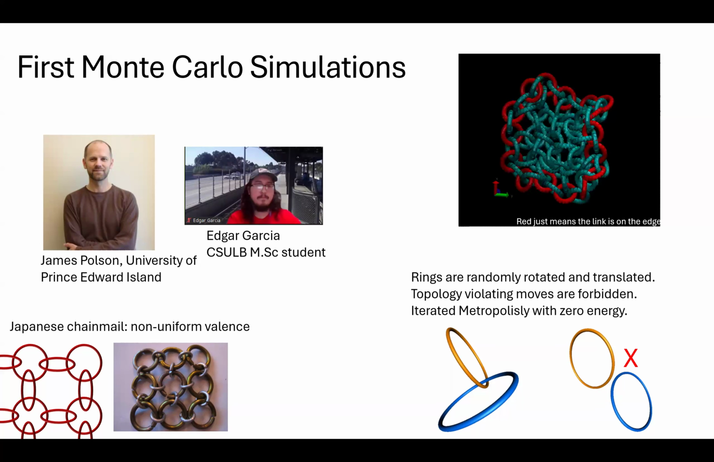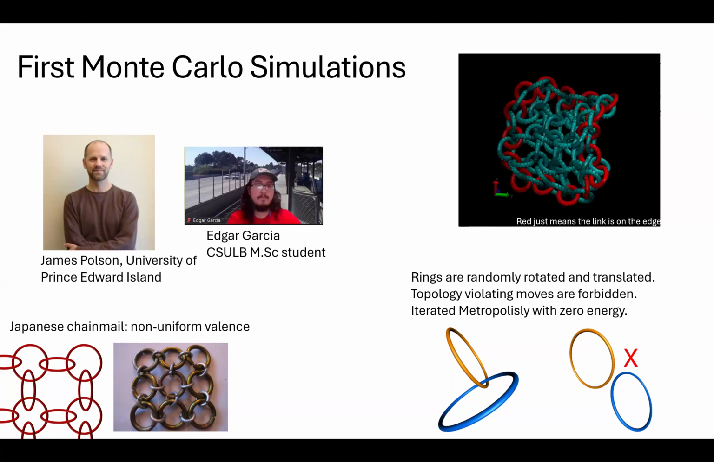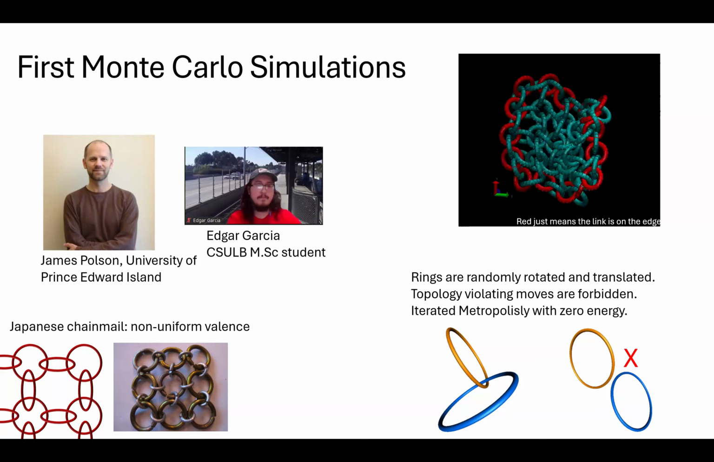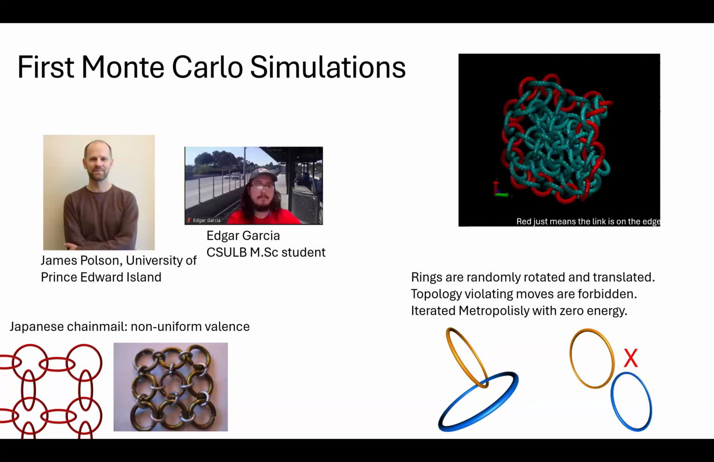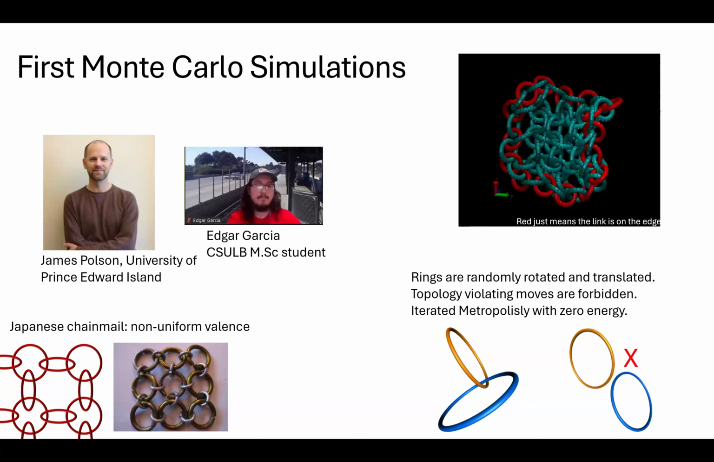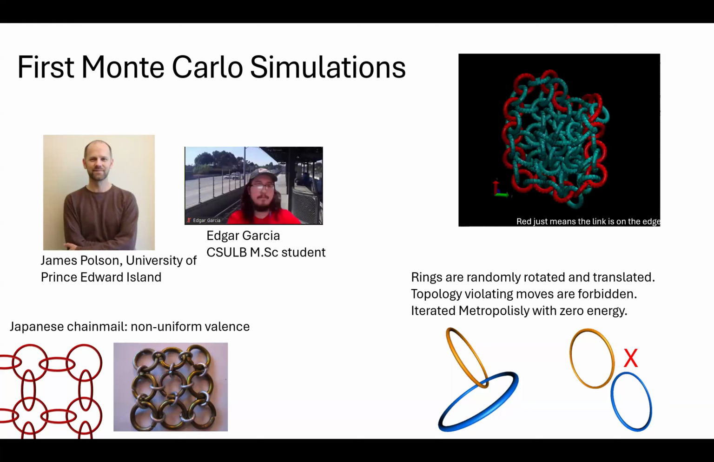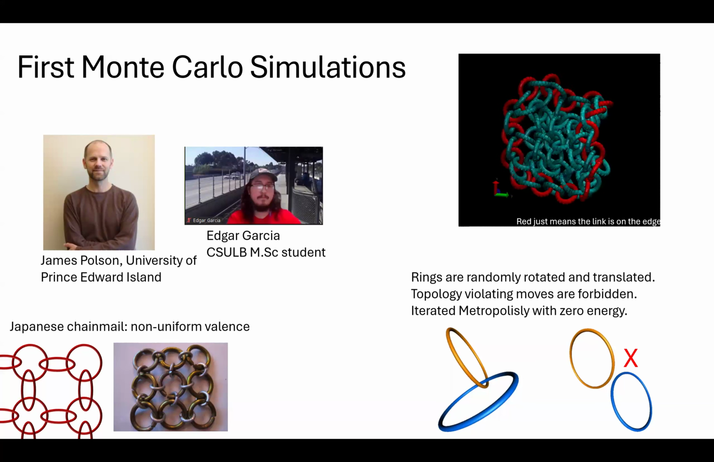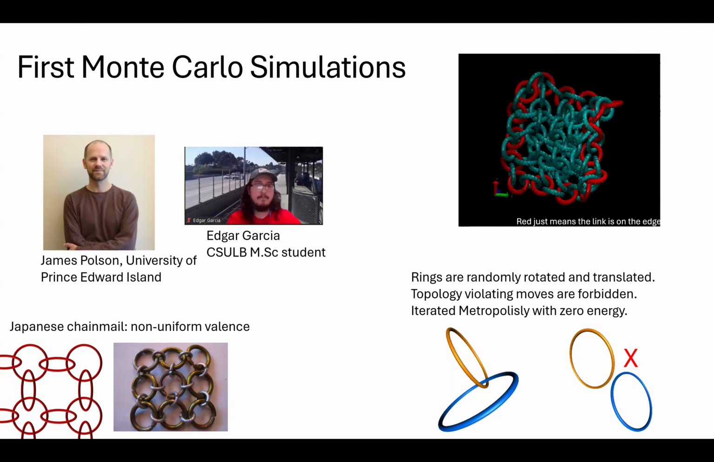a lattice of planar circles, each connected to their neighbors by perpendicular circles. And we used Monte Carlo to randomly translate and rotate the individual rings. Each of these mini circles is represented as a rigid circle, which is a rough analogy. And we just had a criterion that any move that preserved the topology was accepted and any move that changed the topology was rejected.